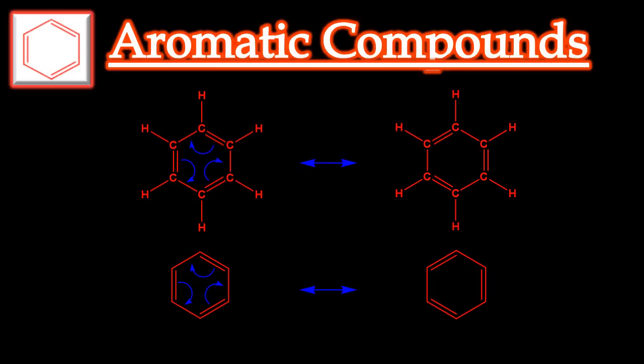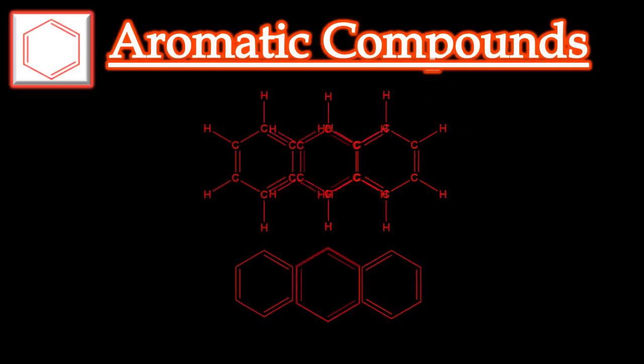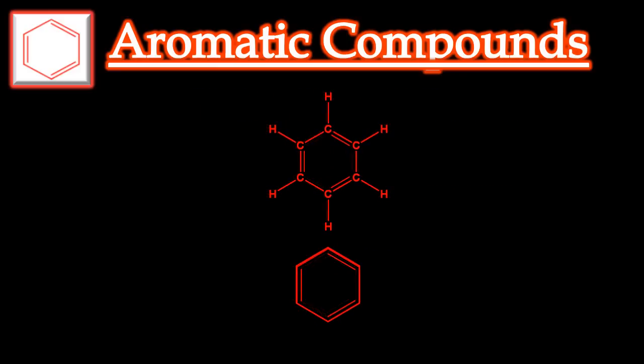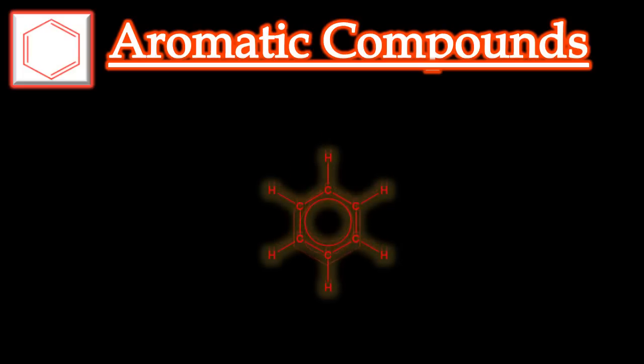Neither molecule on the left or the right is found. Instead, a hybrid of the two is. Because these pi bonds are able to move as illustrated, they are considered to be evenly dispersed throughout the ring. Hence, benzene is usually drawn with an inner ring to signify this.